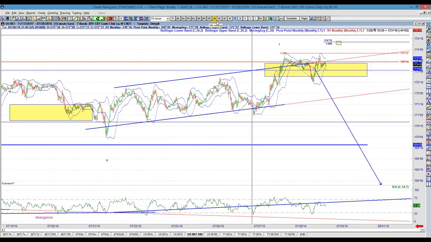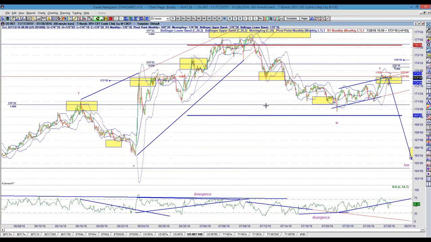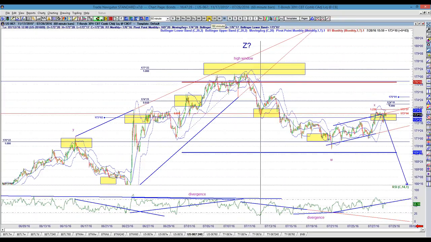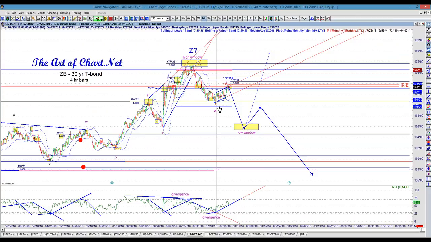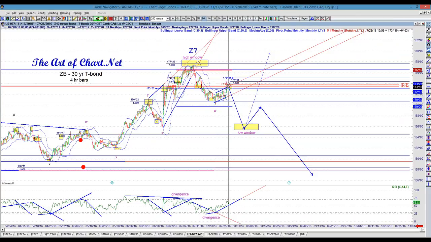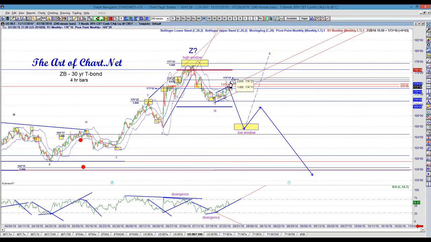Now let me pop back out to a larger degree structure. Let's go back to a 60-minute structure. Let's go back to a 4-hour structure. We'll be able to see it all easier. Right? So this was a 5 down for a W. We're looking for a 3 back. This could be a flat. It could go marginally higher up to 174.